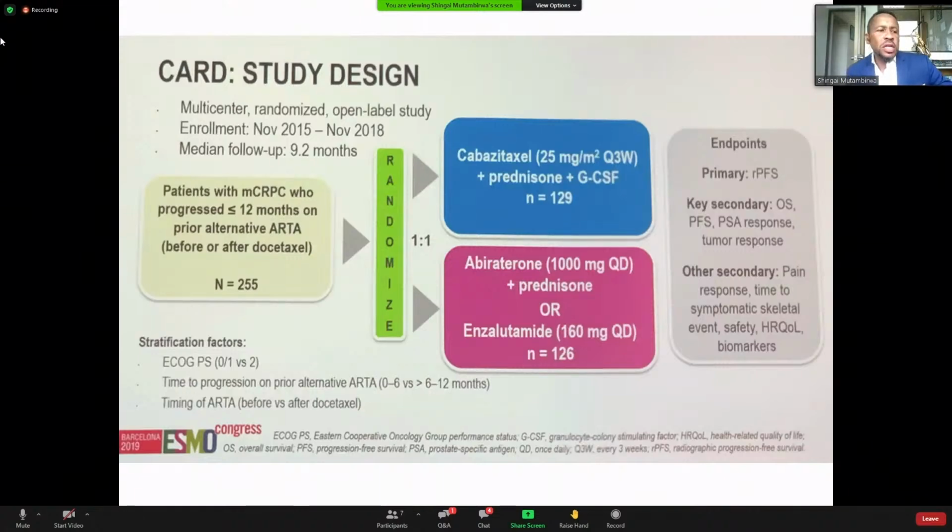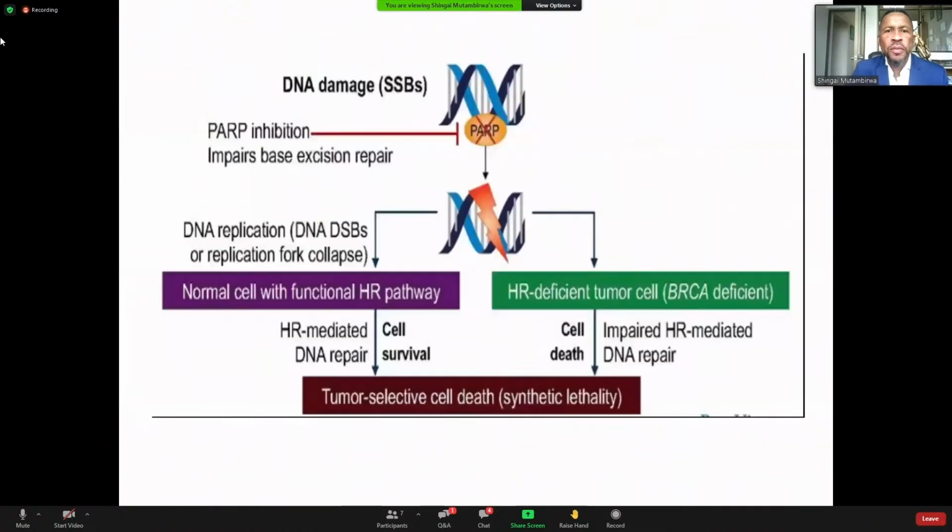Similarly, some of the data that's coming out is showing us that we may be wasting money if we don't do genetics and if we don't follow guidelines. For example, the CARD trial was comparing cabazitaxel, a taxane slightly different to docetaxel but which works in a slightly different way, to abiraterone or enzalutamide after previous abiraterone and enzalutamide. It showed a significant benefit for using cabazitaxel and almost no benefit from switching from one expensive ARAT to another.